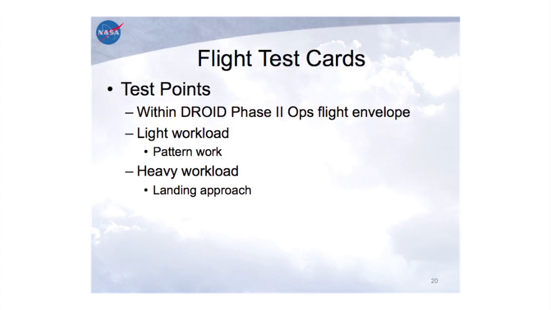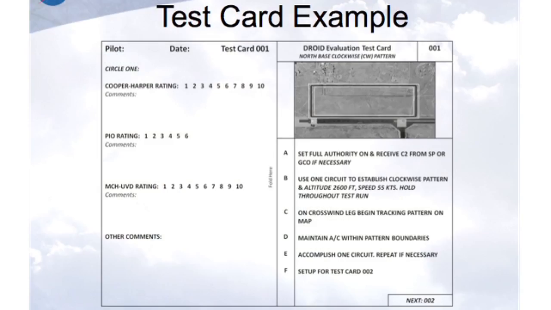So for flight testing, we've developed some flight test cards, light pattern work and heavy pattern work. And my goal is to stay within the DROID parameters of the flight envelope. So here's a test card example that I developed, which has, like I said, the ratings on there, and it gives instructions to the pilot. Very traditional.